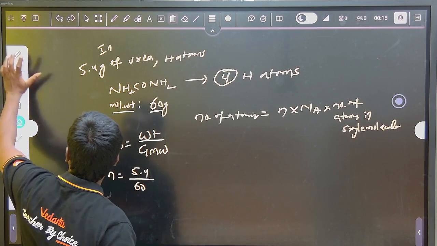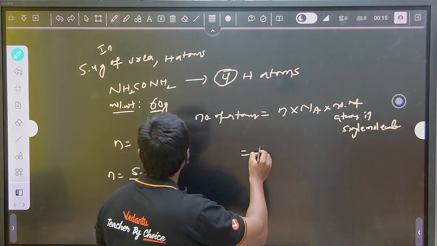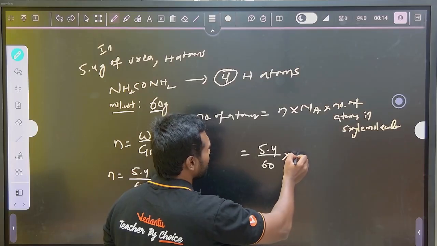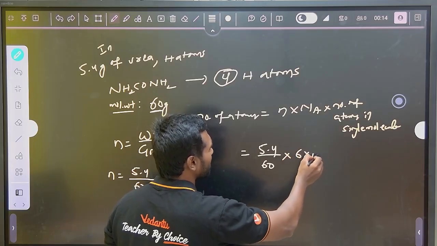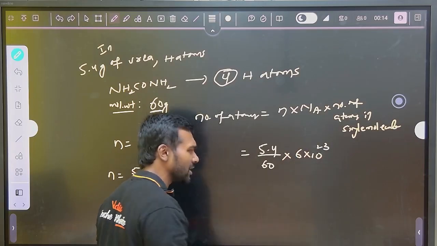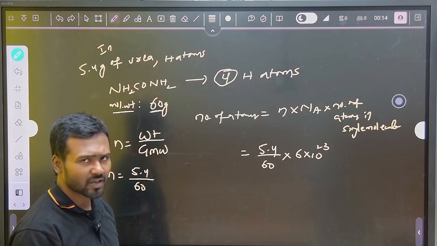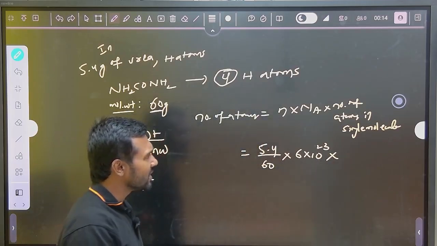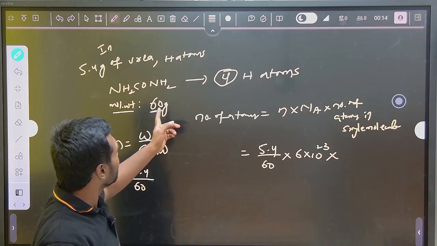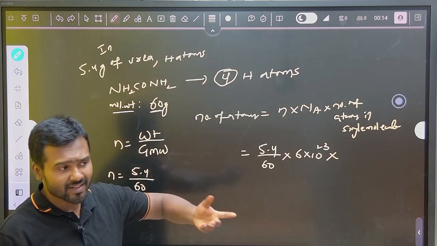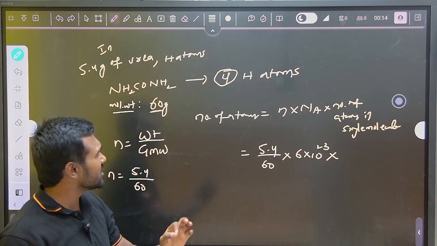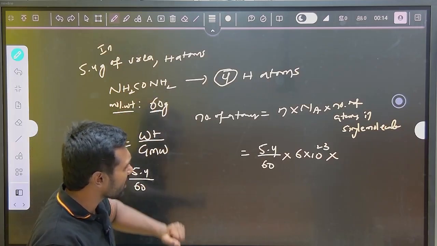So now the n value we got here is 5.4 by 60. Into Avogadro number, we are taking 6 into 10 power 23 instead of 6.023 into 10 power 23. I am taking 6 as a round figure for easy calculation. And into the number of atoms in a single molecule. Here we are not finding all the atoms, we are finding only hydrogen atoms. So you have to take only hydrogen atoms. There are 4 hydrogen atoms.